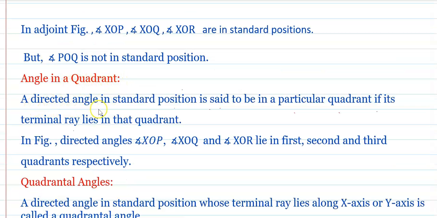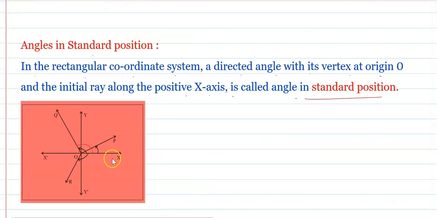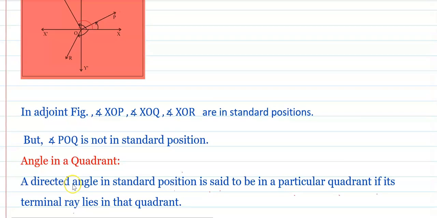A directed angle in a standard position is said to be in a particular quadrant if its terminal ray lies in that quadrant. That is, in the figure, angle XOP: the terminal ray OP lies in the first quadrant, therefore it is in the first quadrant. Angle XOQ is a directed angle whose terminal ray OQ lies in the second quadrant. Angle XOR lies in the third quadrant because its terminal ray OR lies in the third quadrant.